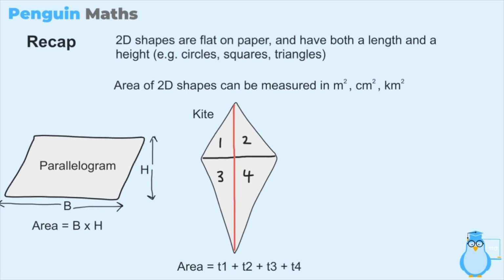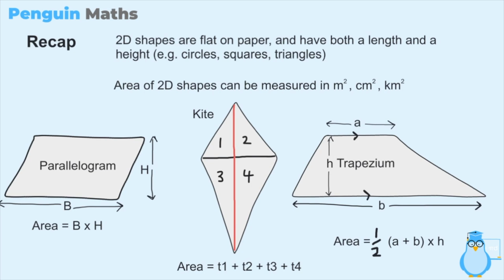To calculate the area of a kite, we can divide the shape into 4 different triangles and then add them all together. So we have the area of triangle 1 plus triangle 2 plus 3 plus 4. And then finally we said that the area of a trapezium is equal to half of the sum of the parallel sides being A and B, and then we multiply it by the height h between them.